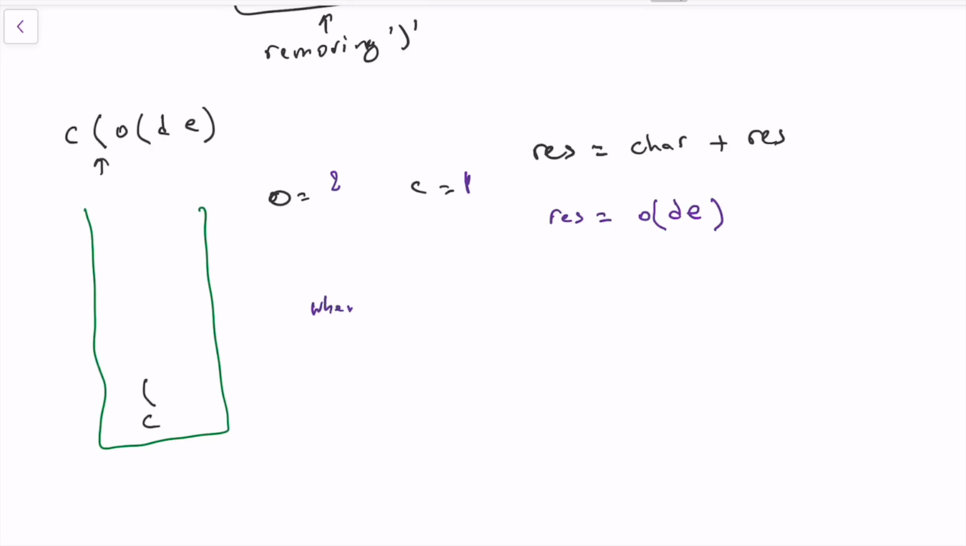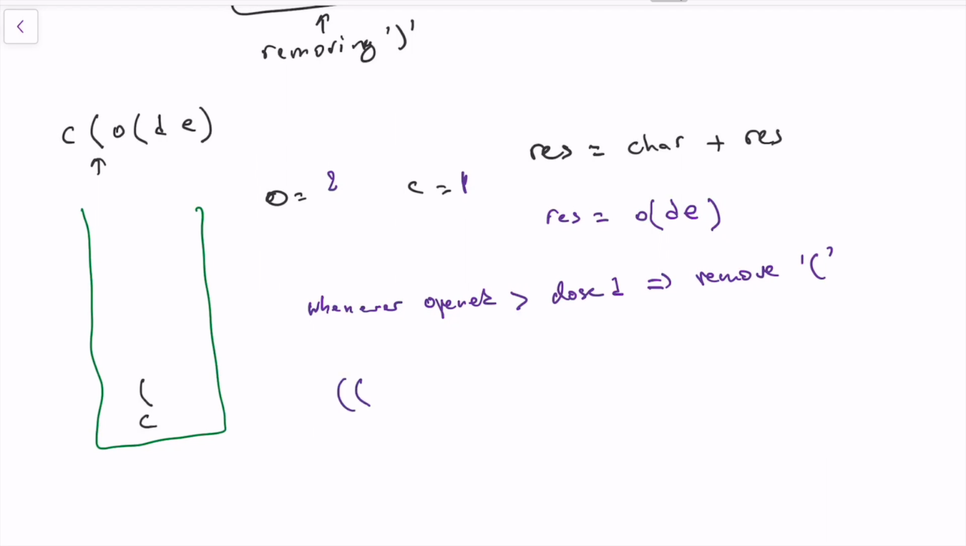So whenever opened is bigger than closed, that means remove the open parentheses. Why is that? Because whenever you have something like this, and we already know that we won't have any more closed because we have already pushed everything into the stack, no matter what happens, if we have a closed here, that won't help us, right? And so we know that immediately we need to remove this one, right? So that's why we remove when popping.